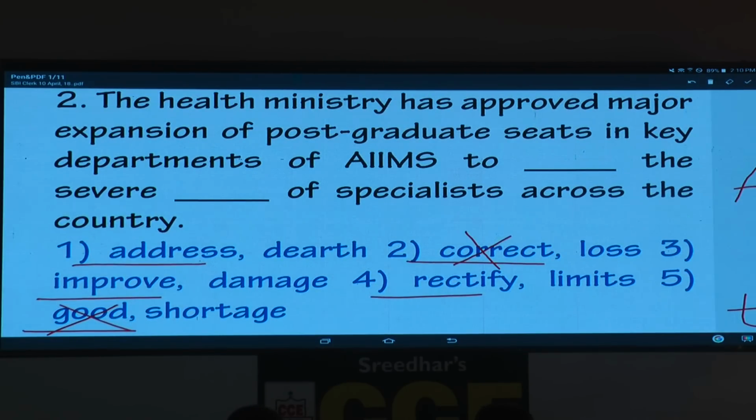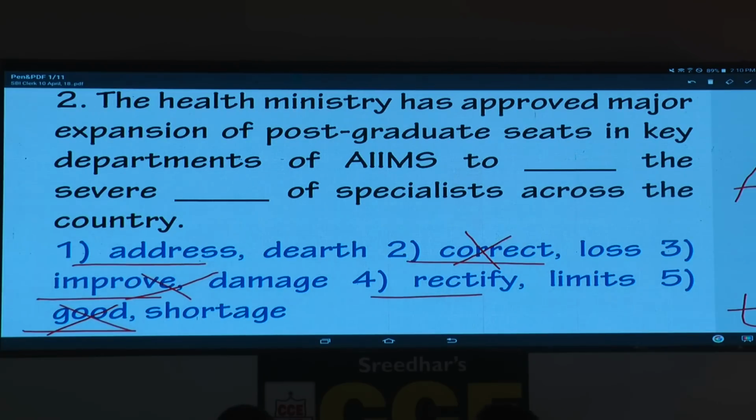To correct the severe loss of specialists across. Correct usually goes with an action, but here it is a situation, not an action. You can correct your actions, but here it is what? A situation. What is the third one? To improve the severe damage of. That makes no sense at all. Improve the damage, no one does it.